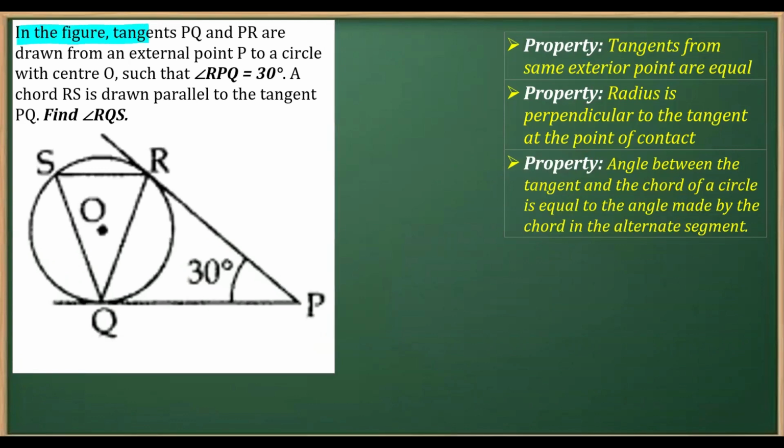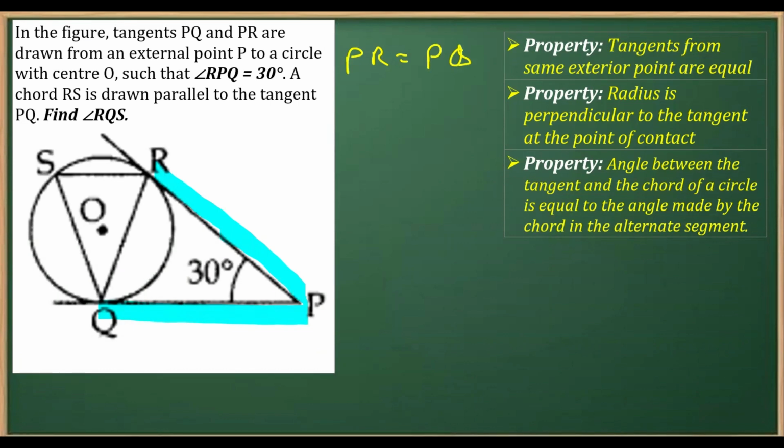As you can see in the figure, PQ and PR are two tangents drawn from the same external point P to the circle with center O. So first you see here that PR is equal to PQ. As I said, in every geometry question it's better if you write down the information. That brings more clarity. So PR is equal to PQ.